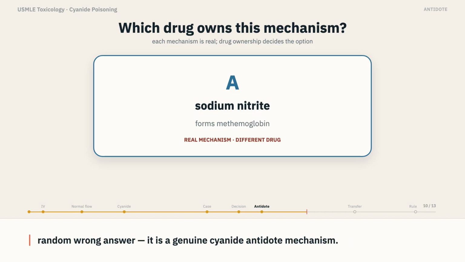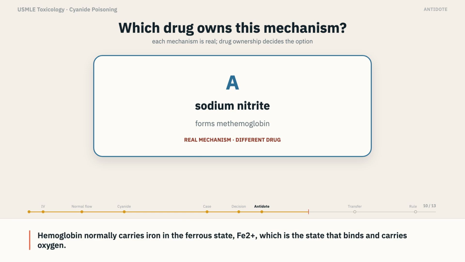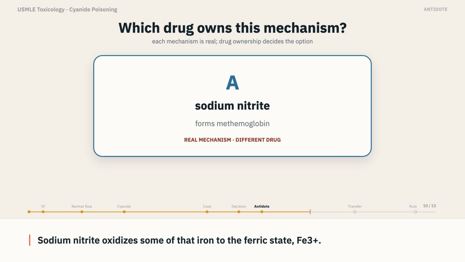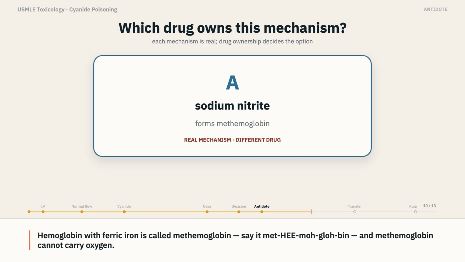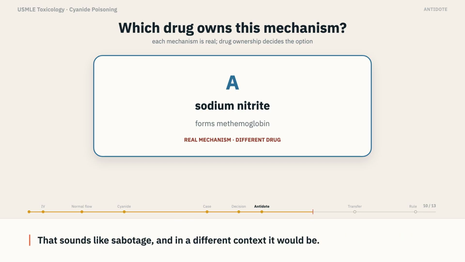It is a genuine cyanide antidote mechanism. It belongs to sodium nitrite. Here is what sodium nitrite does. Hemoglobin normally carries iron in the ferrous state, iron 2+, which is the state that binds and carries oxygen. Sodium nitrite oxidizes some of that iron to the ferric state, iron 3+. Hemoglobin with ferric iron is called methemoglobin. Say it, methemoglobin. And methemoglobin cannot carry oxygen.